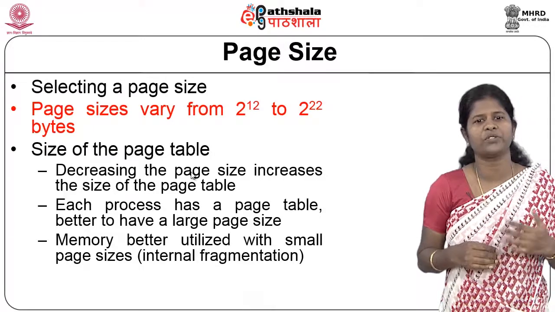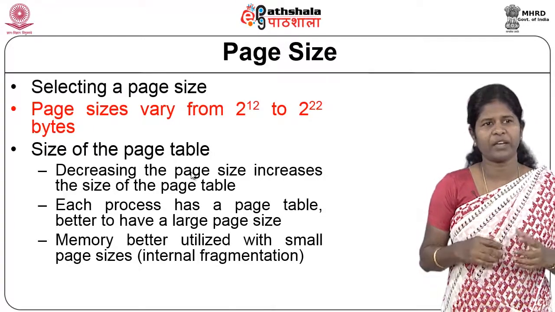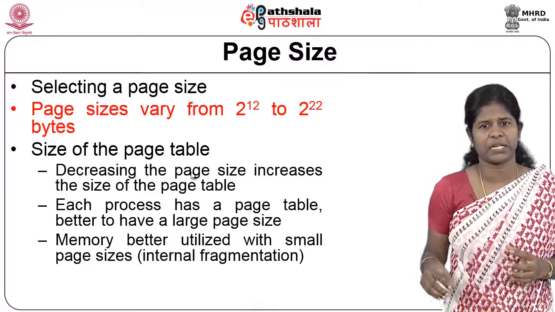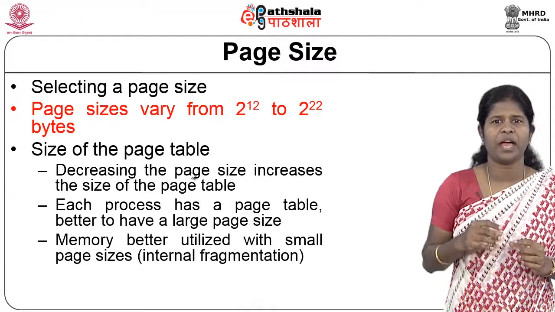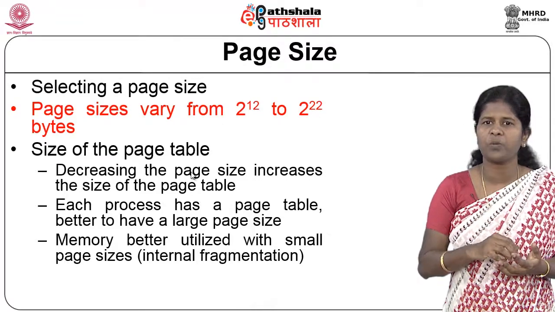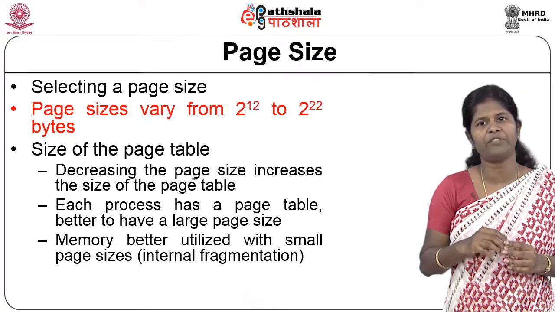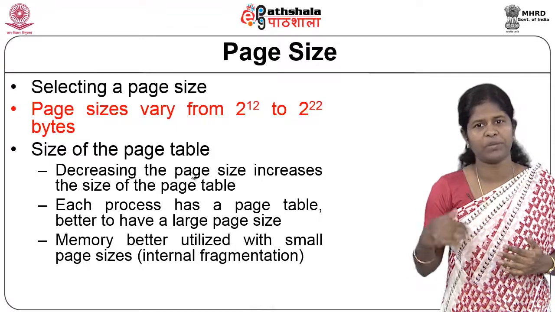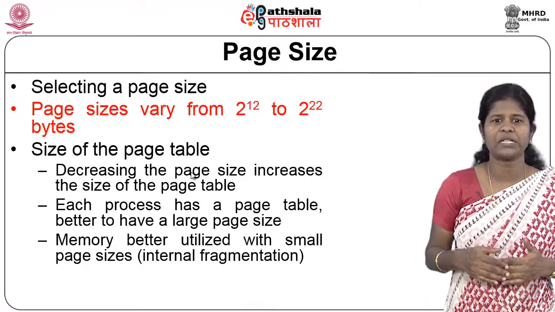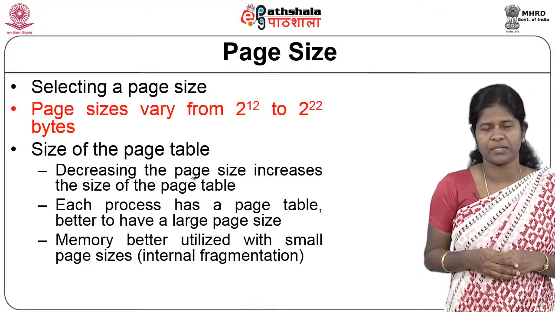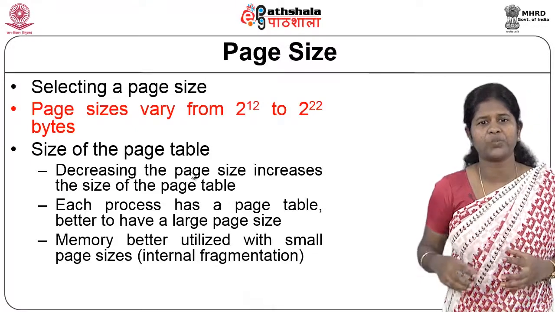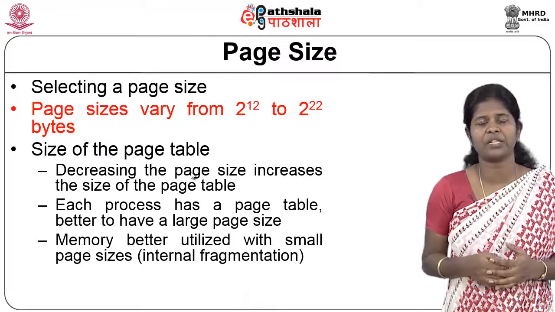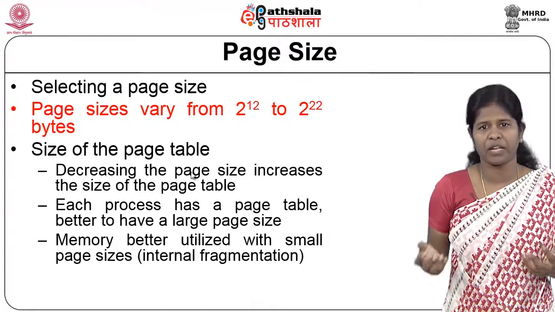One is the size of the page table. If you decrease the size of the page, then the number of pages will increase. You divide the process into small pieces, and hence you will have a lot of pages. When you have a lot of pages, the number of entries in the page table will increase, and because of this the size of the page table will increase. Each process has its own page table, so you will have a lot of page tables with so much space requirement.